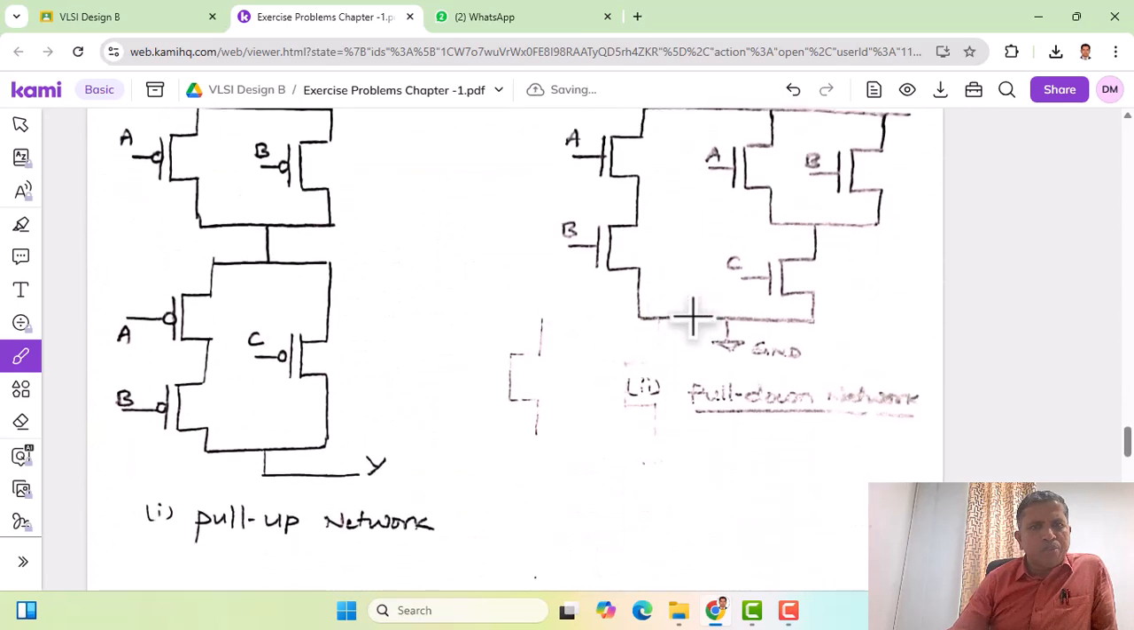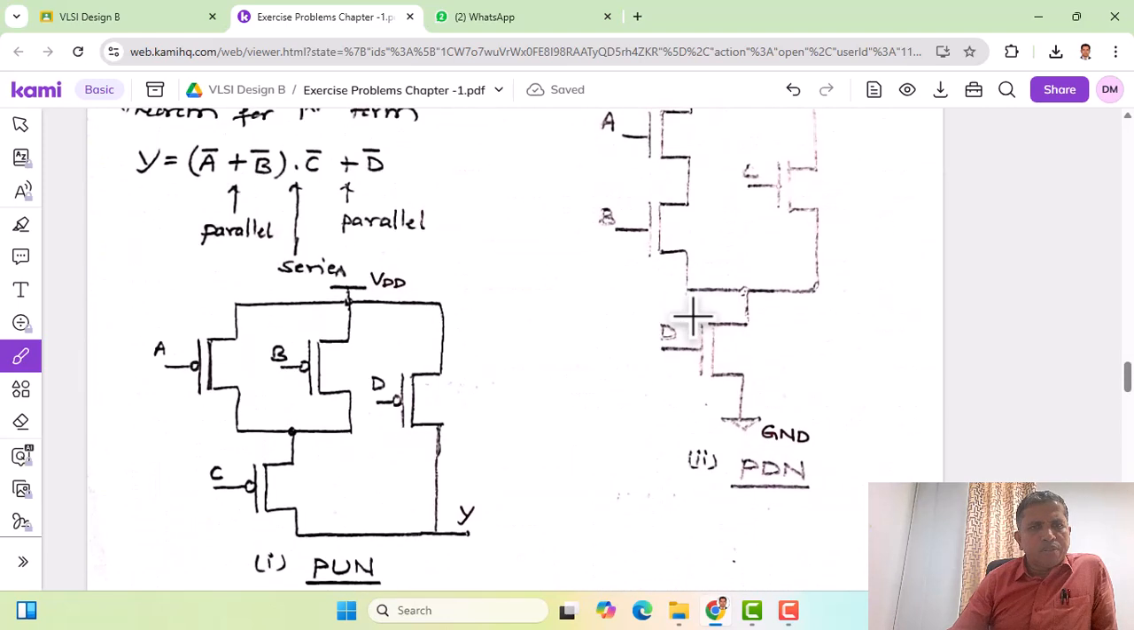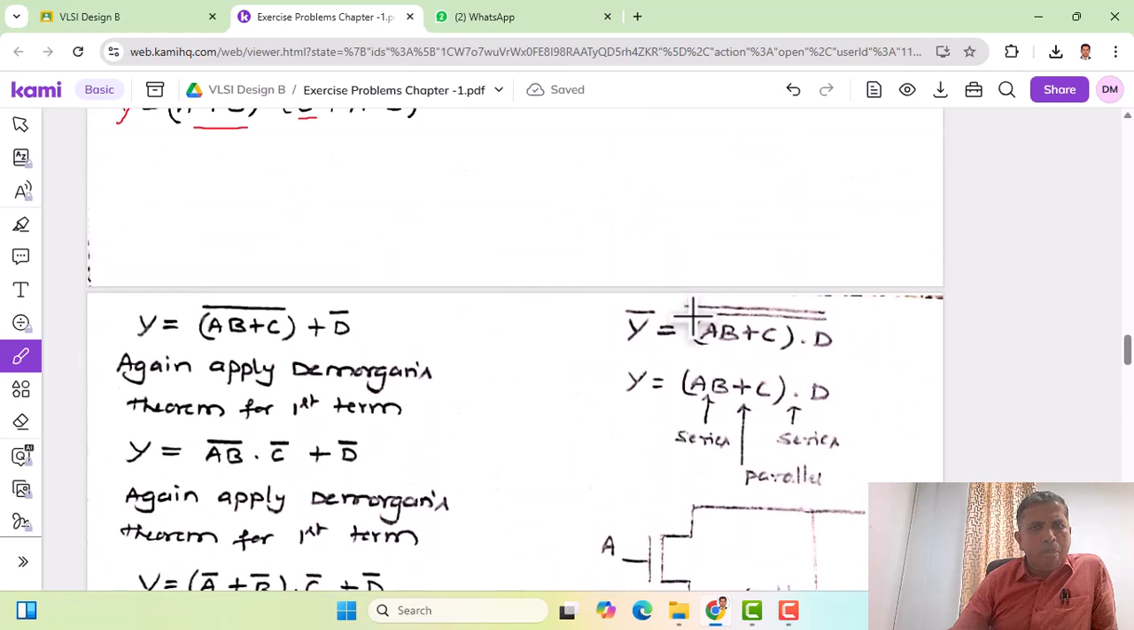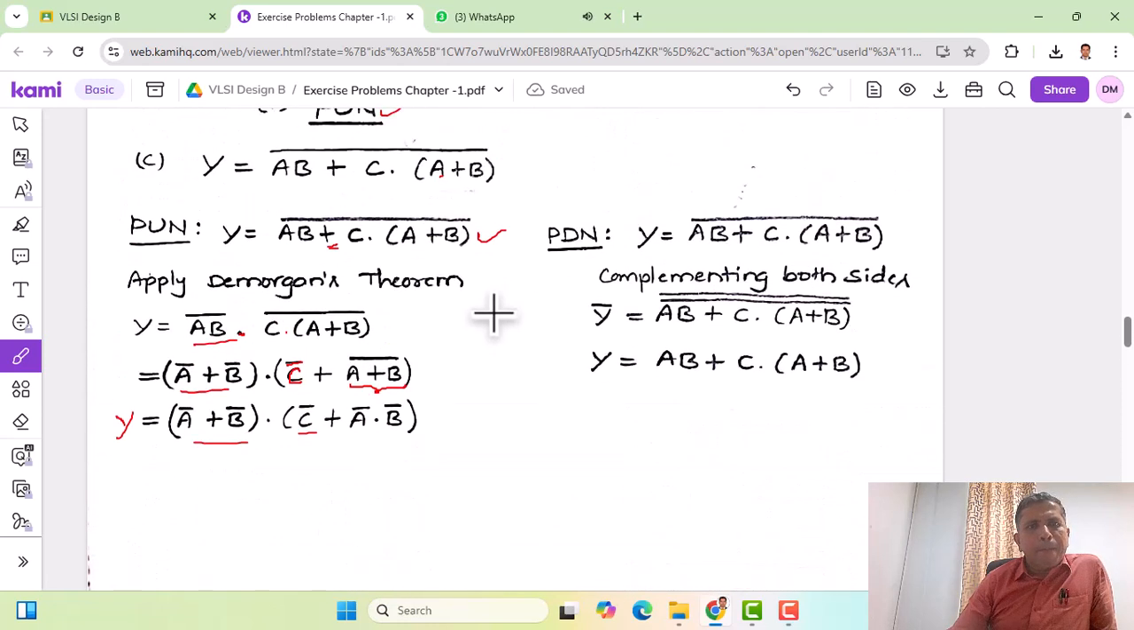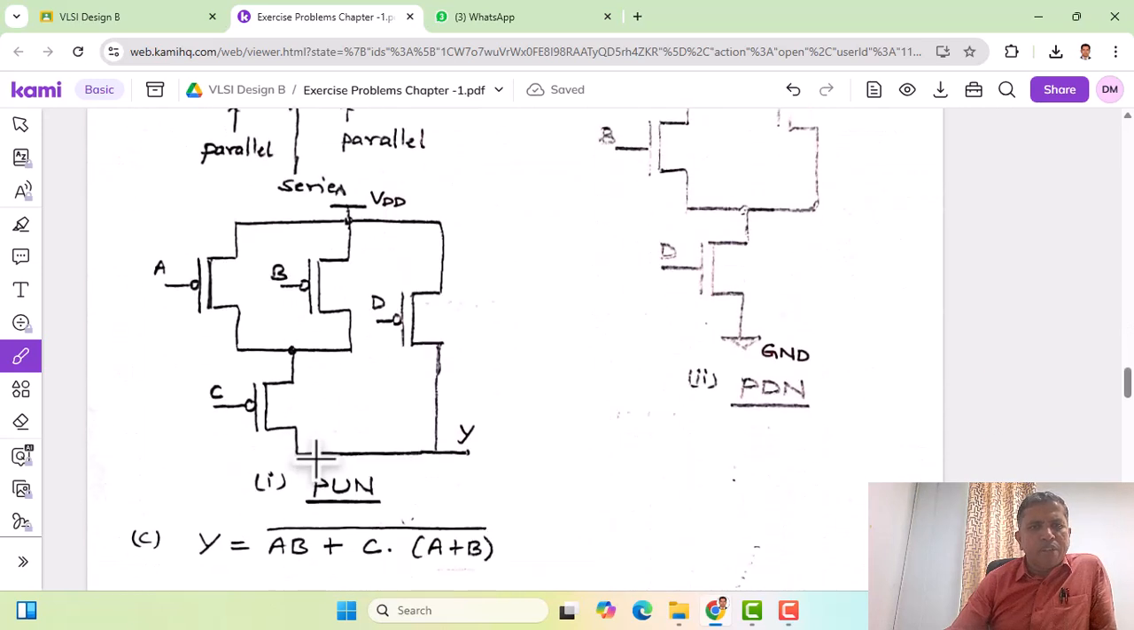Yeah, this is going to be the pull up network. So let us see here, the expression is now, there's some change here. Here you can see that A plus B, these two are the transistors which are in parallel, and here we have AB again, which are going to be in series, AB in parallel, and another structure with AB in series, that is in parallel with the C, and the total structure, these two structures should be in series.